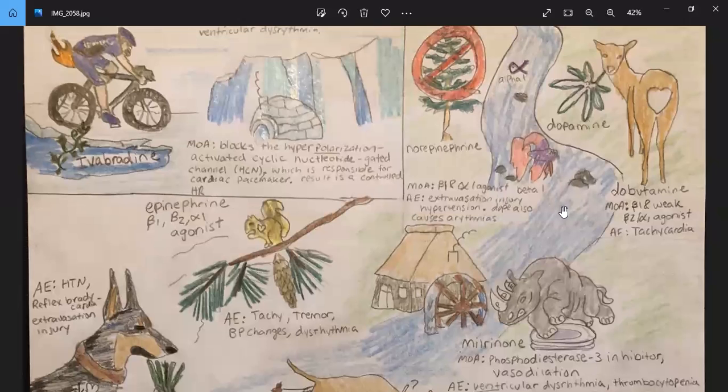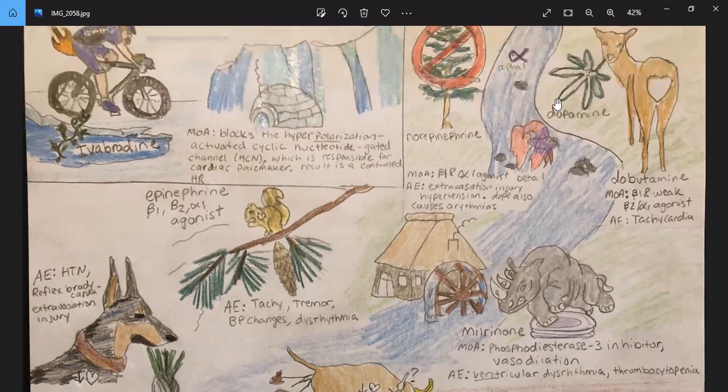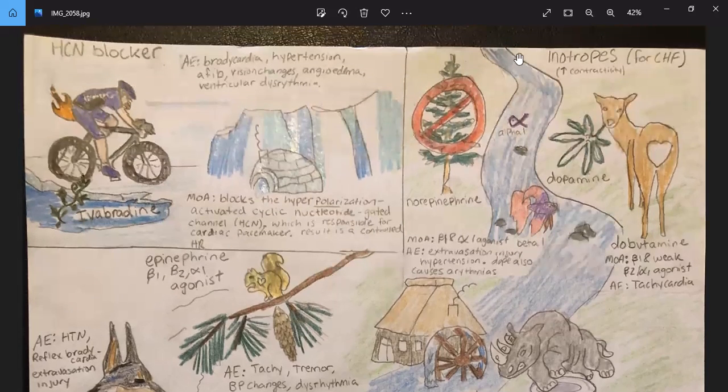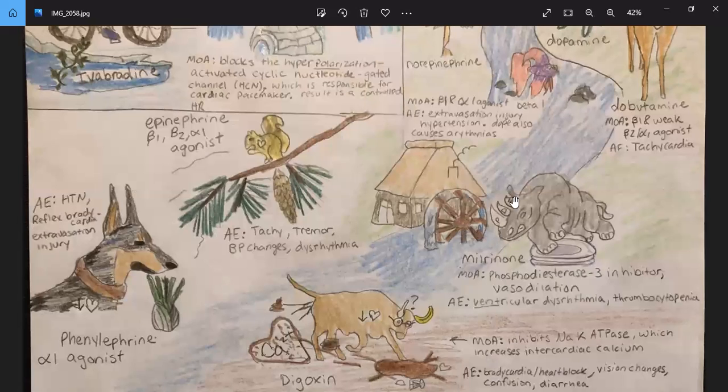So as we move down this stream here, we run into this rhino who is charging this water mill for milrinone. So water mill, rhino, milrinone. Mechanism of action is that it is a phosphodiesterase 3 inhibitor, which causes vasodilation. And phosphodiesterase 3 can be abbreviated as PDE3. He has 3 horns. And also to help you remember vasodilation, this river starts really small up here. And as we go down and get closer right where this mill is, it gets wider, it vasodilates.